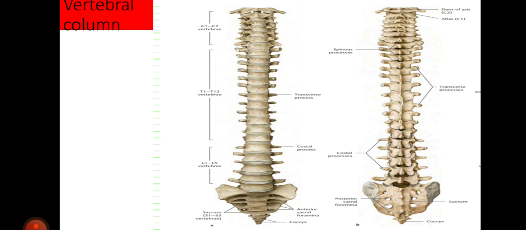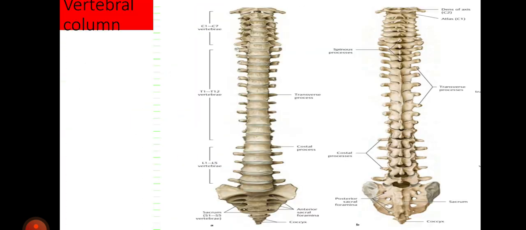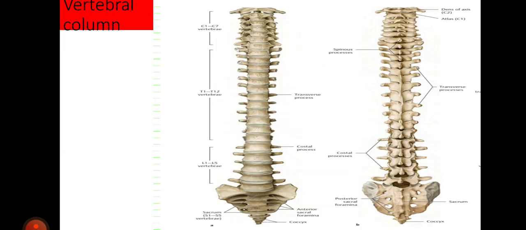Next you will see, as I told you, the axial skeleton consists of the vertebral column, thorax and skull. So first of all we will discuss the vertebral column. So what is the vertebral column? The vertebral column consists of cervical, thoracic, lumbar, sacrum and coccygeal vertebrae.